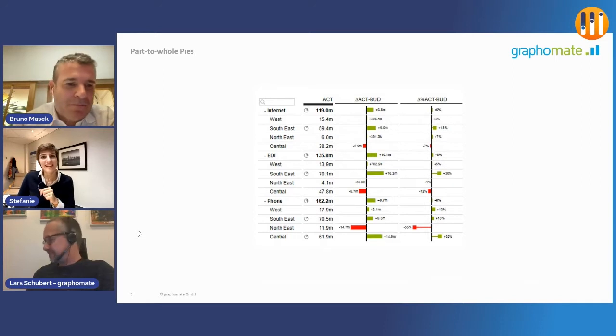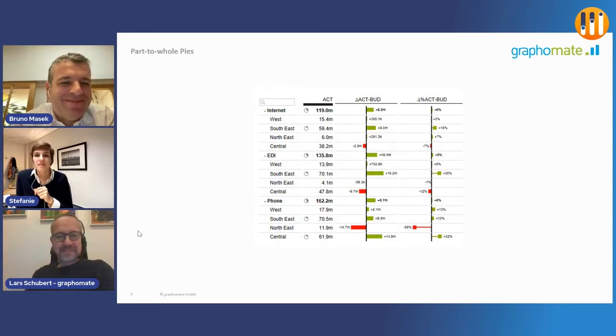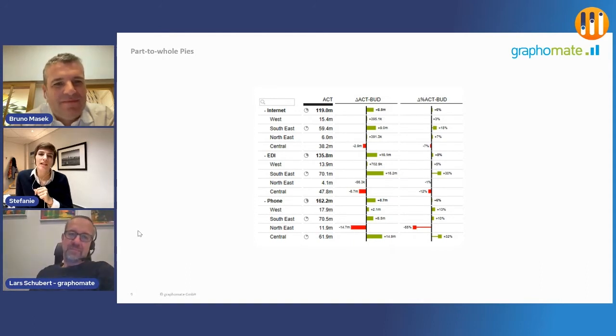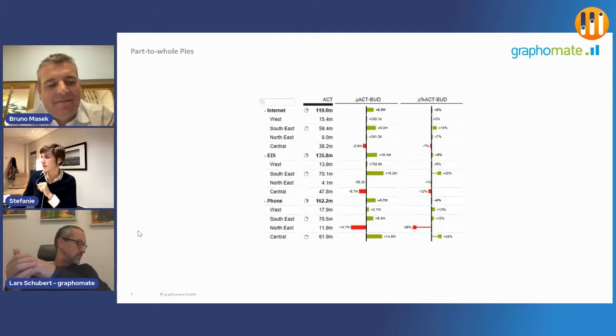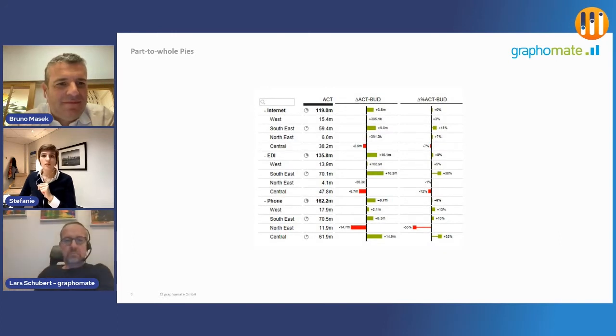That's the example. We offer an extension called Graphomate Tables, and there we really like pie charts because we use them in a specific way, as a part to whole. This means you see at first glance which part is filled or not, and if there's something left, like a budget. You don't need to display everything, but you get a small overview, and therefore it's quite nice to have.